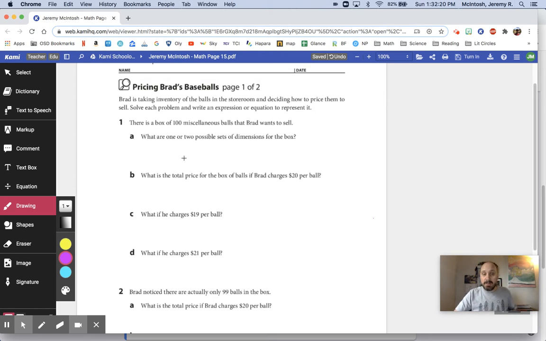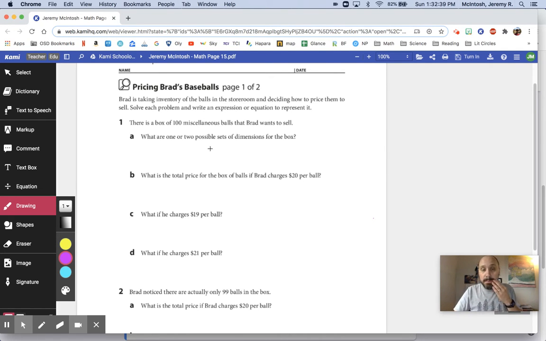So, hi, mathematicians. This is all about pricing Brad's baseballs, page 15. We're going to be going over this on Tuesday at 11 o'clock. If the live Zoom is more your style, this is the recorded version to give you some clues and hints about how we should fill this page out.